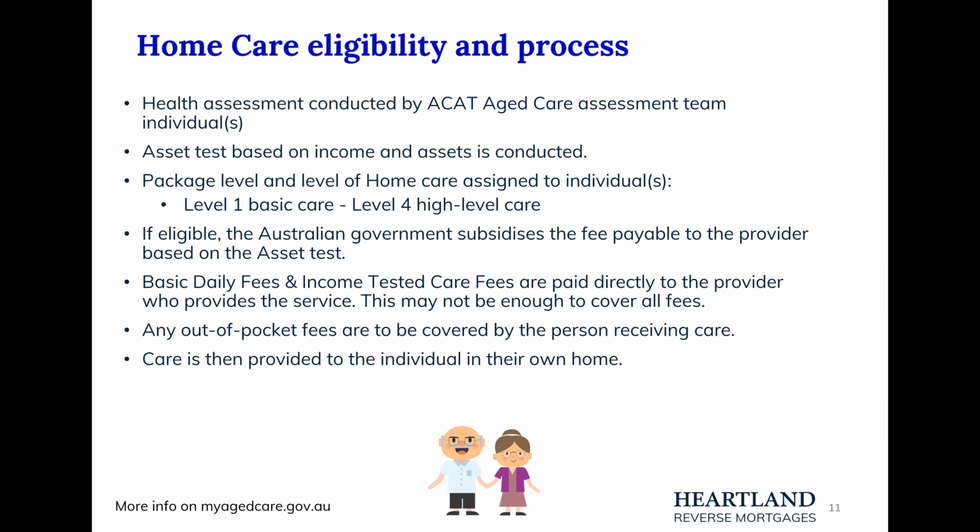Level 1 is just basic care needs. It's usually about $90,000 per year, but going up to level 4, high care needs, usually approximately around $52,000 a year. So if they're eligible, the Australian government will subsidise the fee that is payable to the provider based on the asset test. And then basic daily fees and income tested care fees will be paid directly to the provider who provides the services. I'll speak about that next.